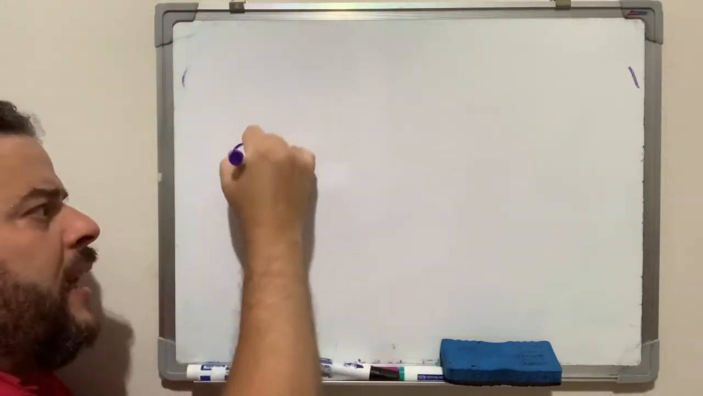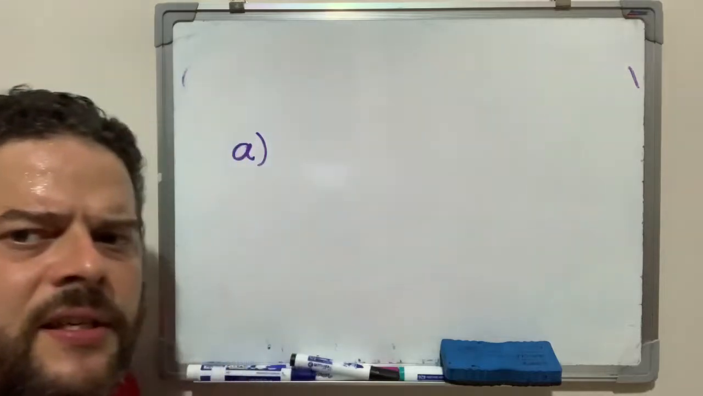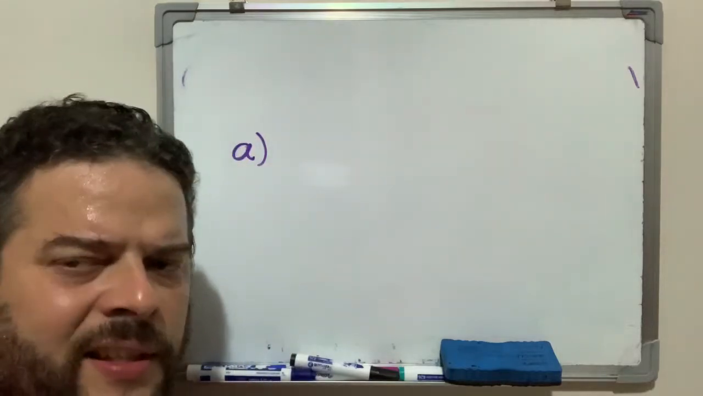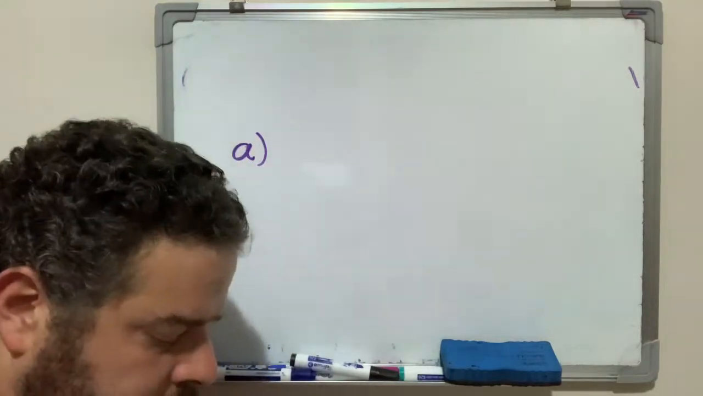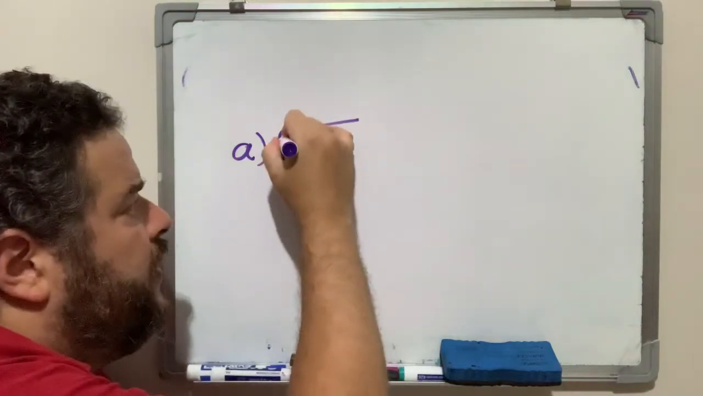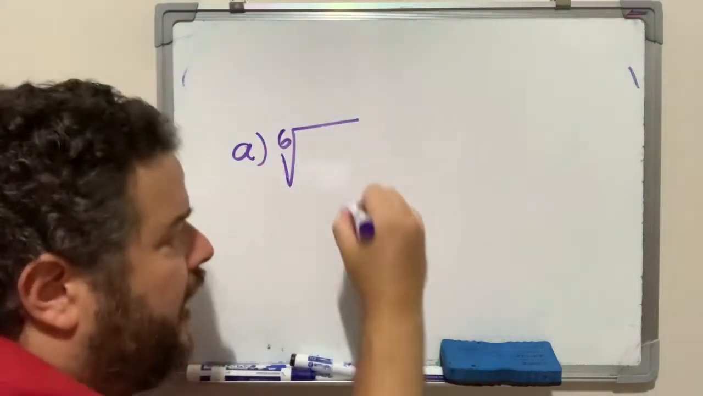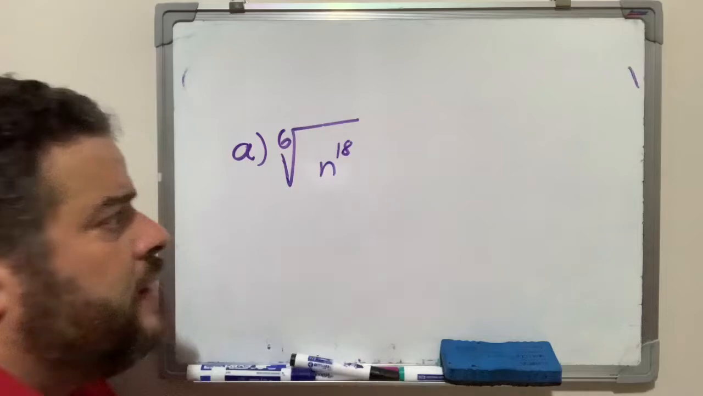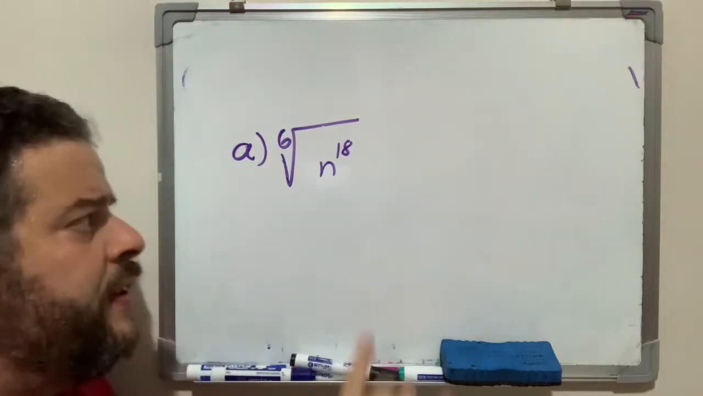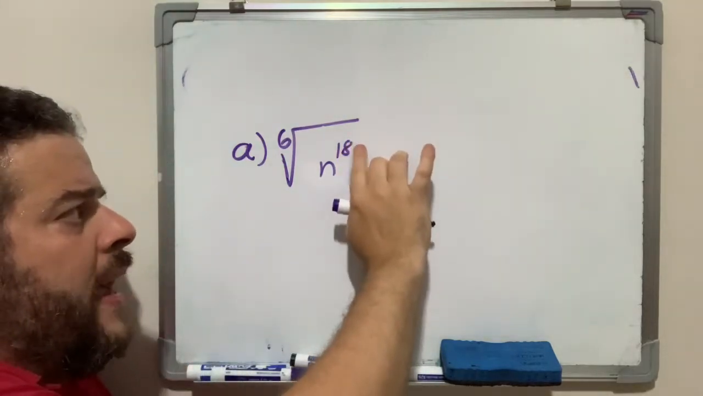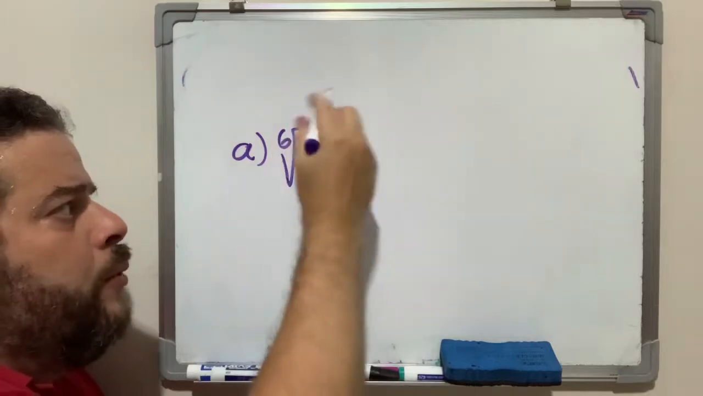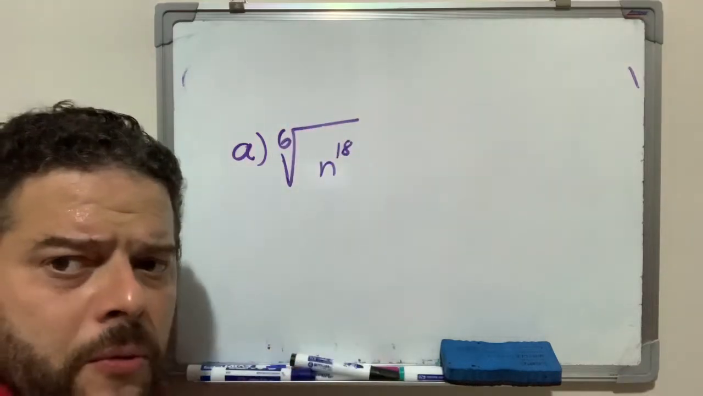Now example A, there's a couple of ways to do this. I teach it slightly different than what's in the book. I think it's just easier, but we're gonna go over both ways. So they give me the 6th root of n to the 18. Now, the way the book works is it tries to equal an exponent here and the power of the root to just cancel them out. And that's a good way to work.